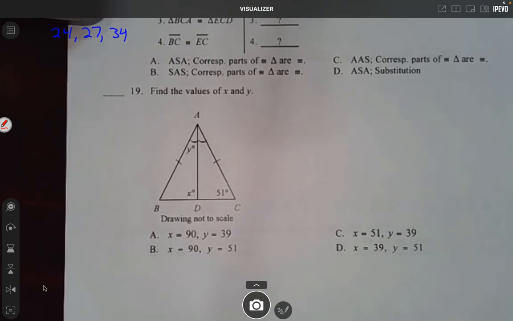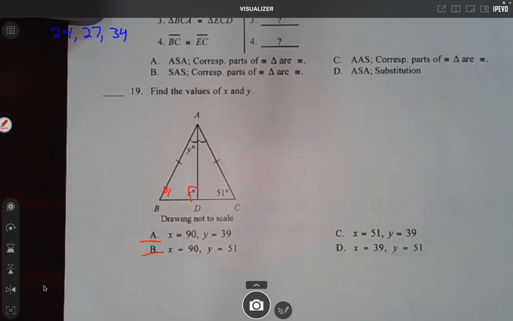Okay. Now, what is this one? What is angle X? X is 90. So, y'all, we can already tell our answer is either A or B. If X is 90, if this is 51, what's this side? 51. That's because it's an isosceles triangle. If this is 51, then this is 51. Okay? What's Y? 39. The way we get that is 180 minus 90 minus 51.